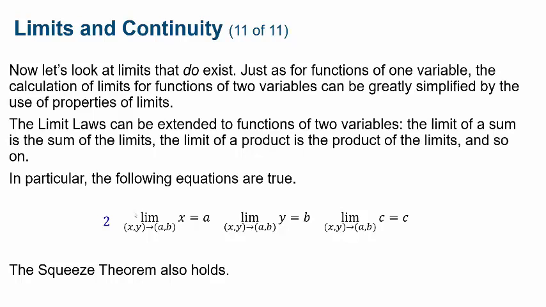So if you take the limit as x, y goes to a, b of just x, well, that's just equal to the a value. Limit of just y, that's just equal to the b value. And the limit of a constant is just still a constant.